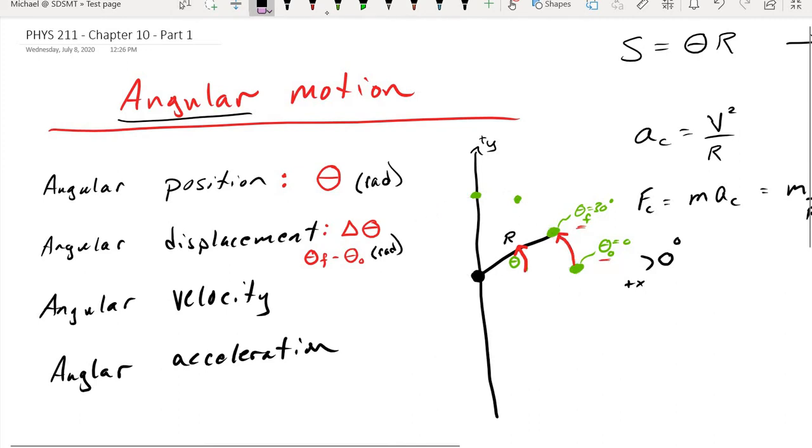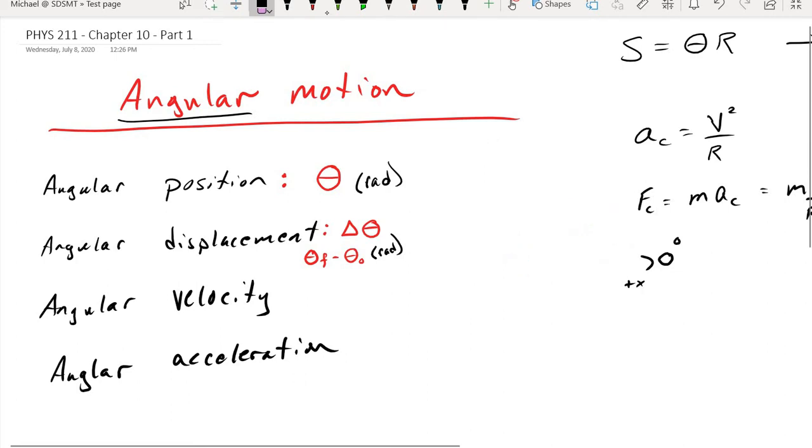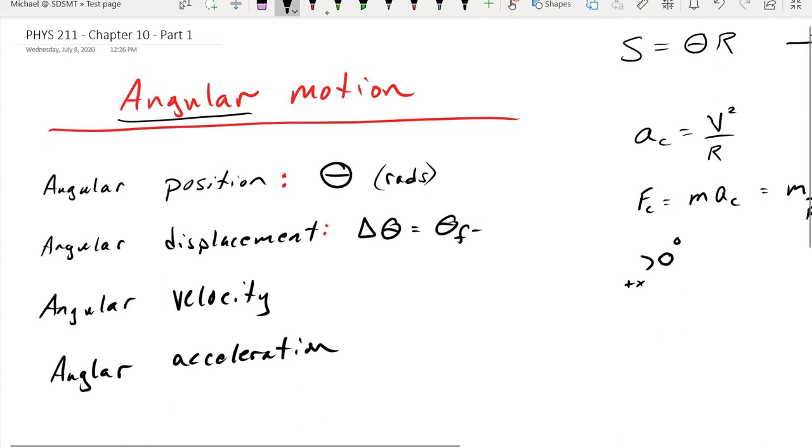We can actually get rid of the circle now, at least for the time being, so that I can do a better job at writing out what we have here. So we have theta in radians. We have delta theta, final minus initial, also in radians.